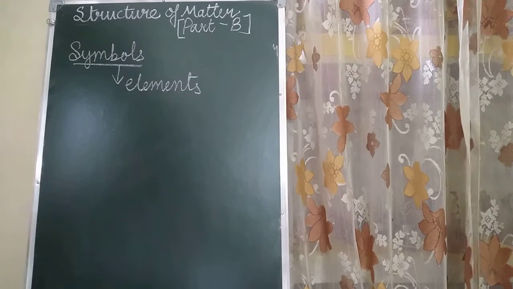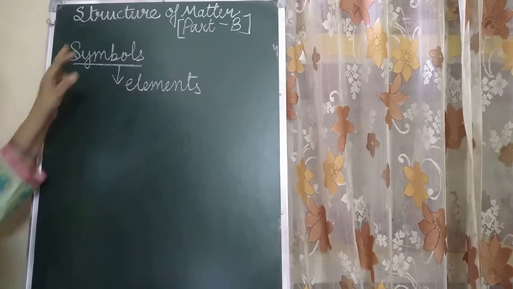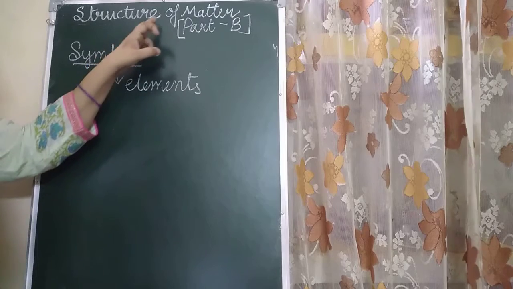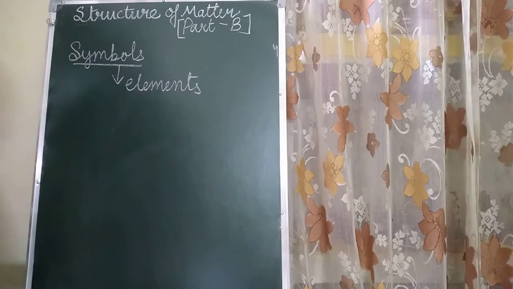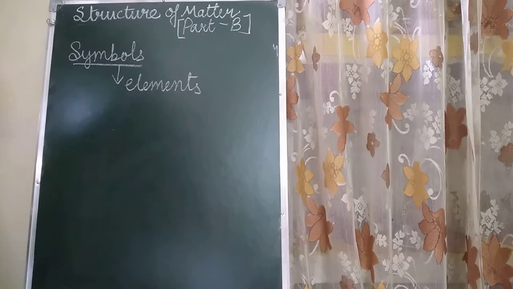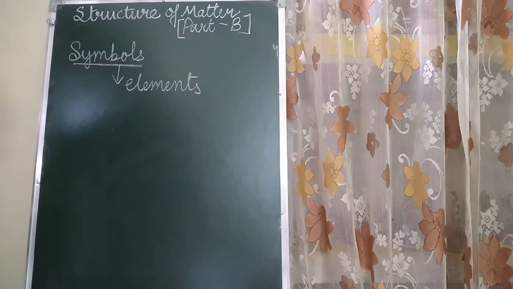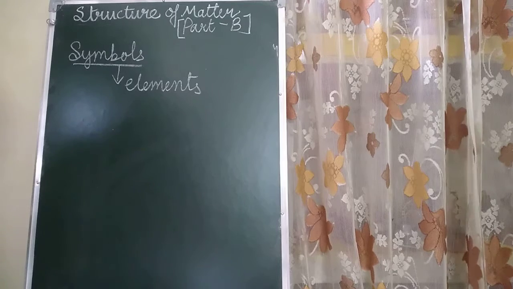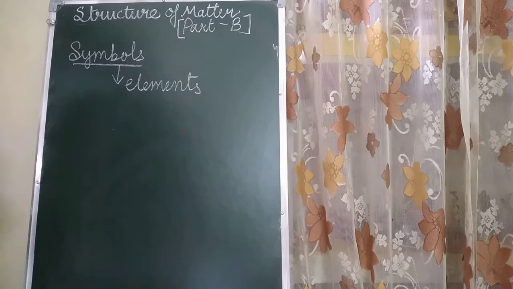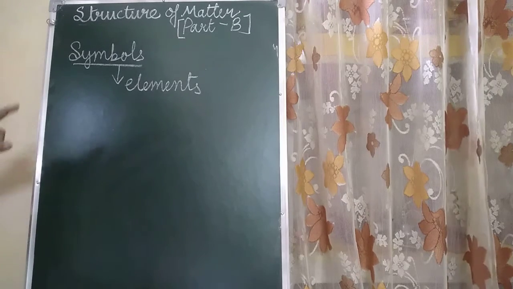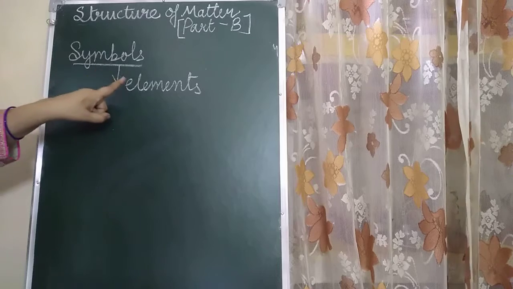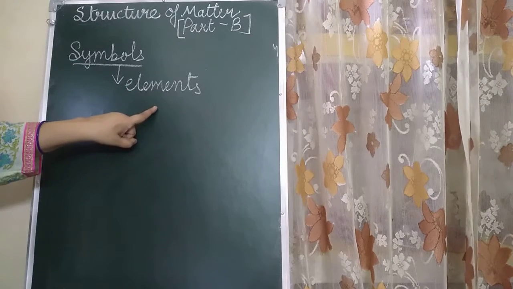Hello everyone. Hello children. Today we are going to study about the structure of matter, in which we will study about the symbols, formula, how to balance the equation, valency and atomicity. So let me start with symbols first. We use symbols to represent elements.